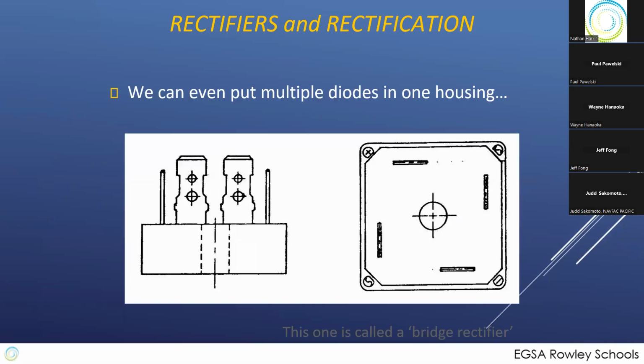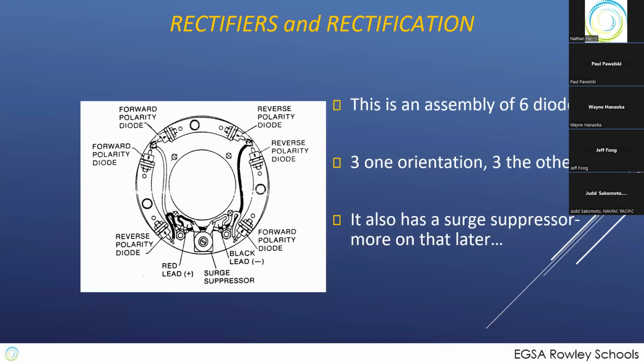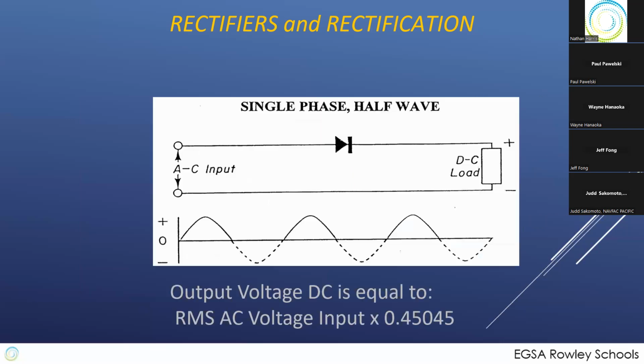Here's a way you're fairly common to see it: 4 diodes in one housing. One of the things you're going to see a lot later in this course is something like this: an assembly of 6 diodes, 3 in one orientation, 3 in the other. This is going to become important in how your generators are actually controlled and regulated, because, a bit of a preview, there are actually 3 different generation processes occurring on your standard generator, and in between them, we need to convert power back and forth between AC and DC.